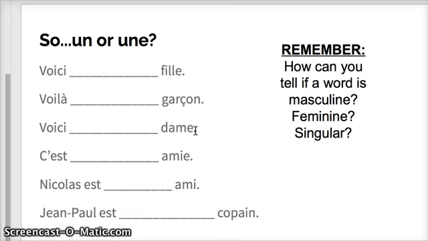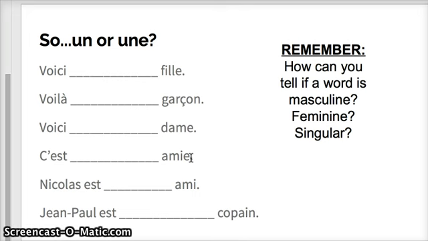Voici something dame. Think about that one for a second. If you picked UNE, you are correct. It is feminine with an E on the end. So une dame. C'est something ami. Has an E on the end. So that tells you it's going to be UNE, feminine. Nicolas est something ami. Does not have an E, so UN would be the correct answer. And Jean-Paul est un or une copain. Il est un copain, UN.